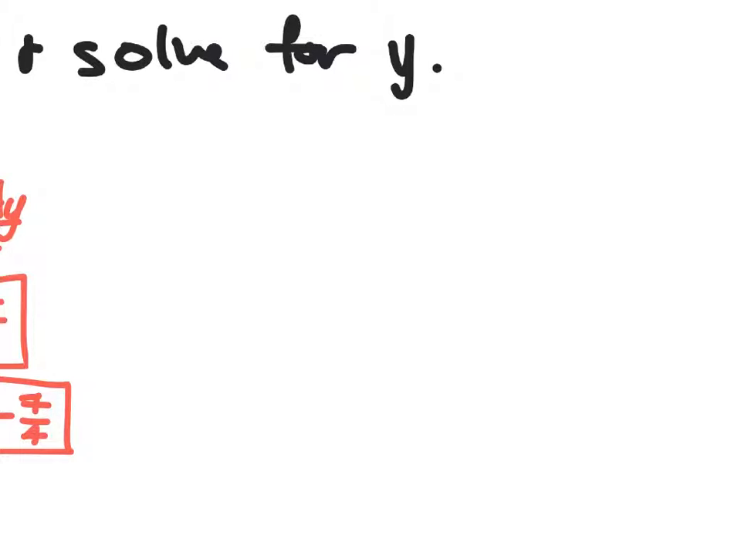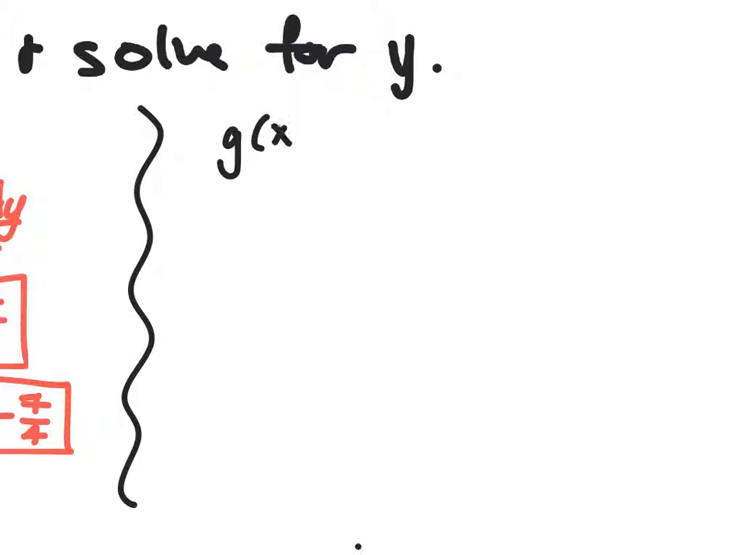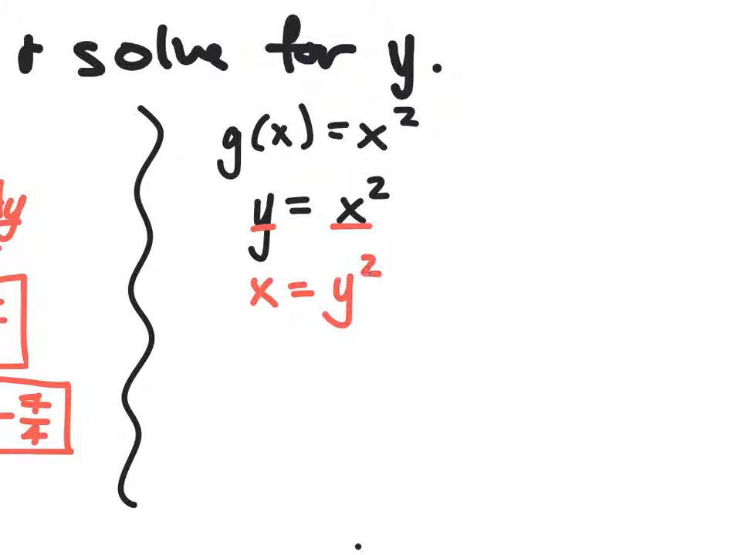Now, let's look at another example. Let's look at something like this: g of x is equal to x squared. Now this function, let me rewrite this as y equals x squared. And then what I want to do here is switch x and y. So x is equal to y squared. Now, if I wanted to solve for y in this case, I would take the square root of both sides, and I would end up getting that y is equal to plus or minus the square root of x.